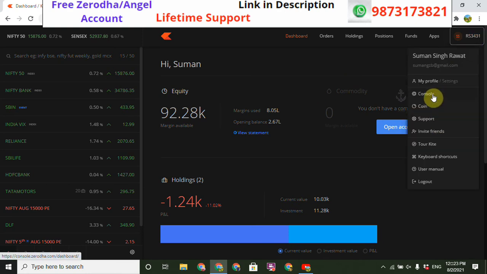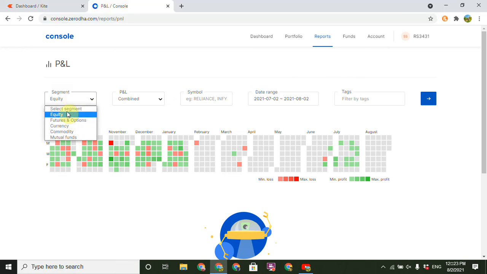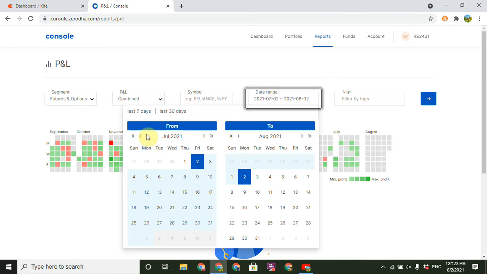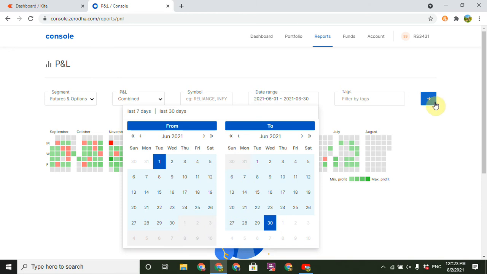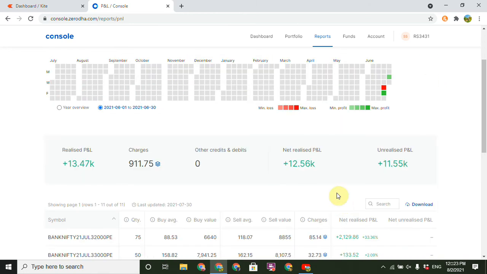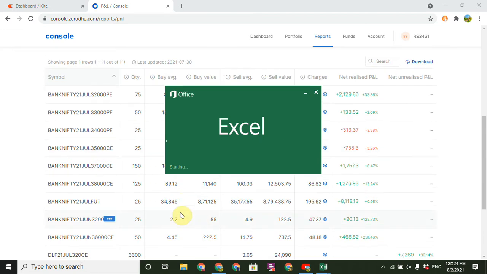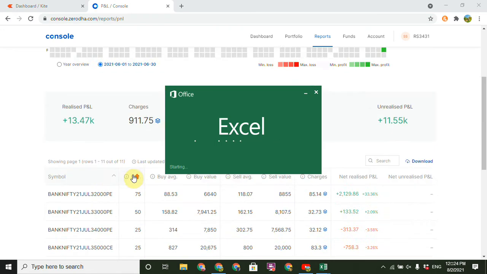So we'll go to console, then you go to reports and profit and loss. I don't trade in equity, you know that I trade in futures and options. So for the month of June 1 to June 30th, this is the realized profit and loss, around 13,500. You can see I have traded in Bank Nifty, mostly DLF options, Bank Nifty and DLF options.